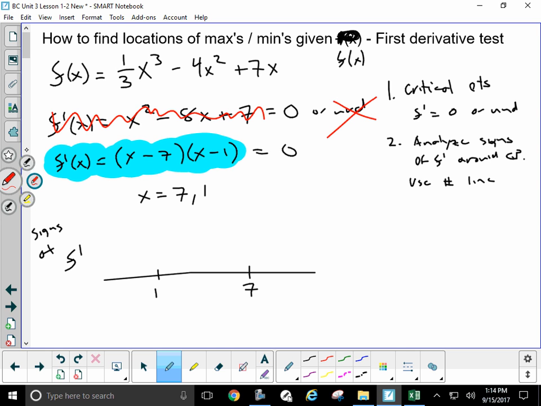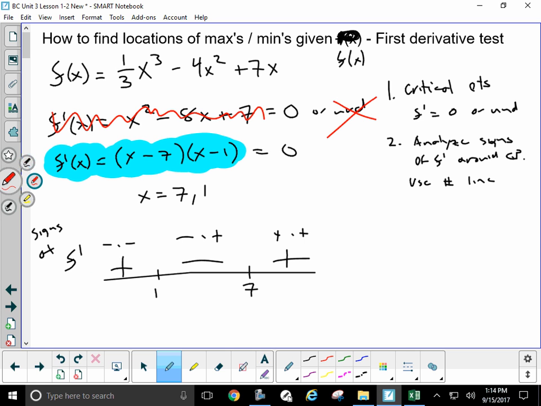I plug in a value like 8. 8 minus 7, 8 minus 1. Positive times a positive. Positive. Plug in a value like 5. Negative times a positive. Negative. Plug in a value like 0. Negative times a negative. I like to work from right to left. I like to work with my largest values and then work my way left for this.